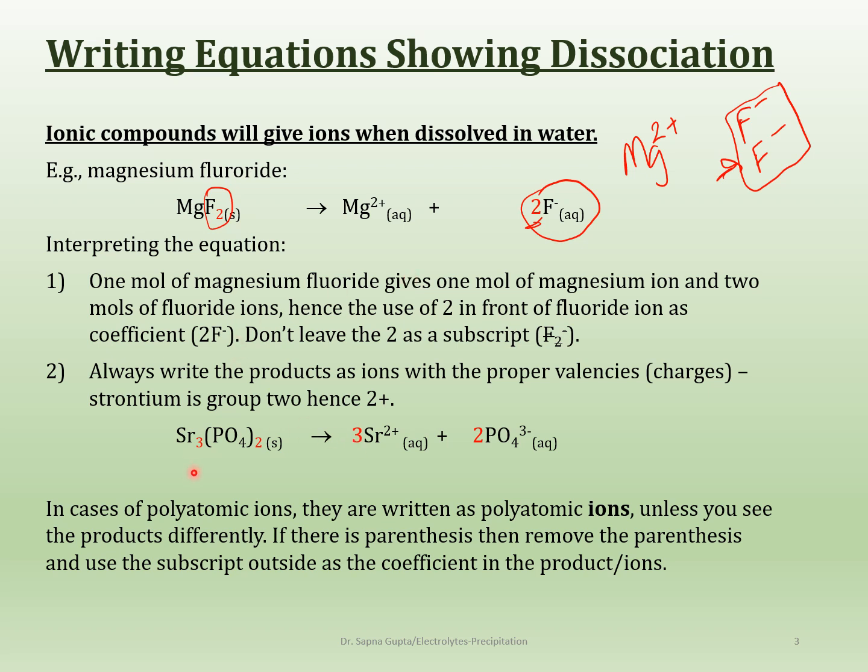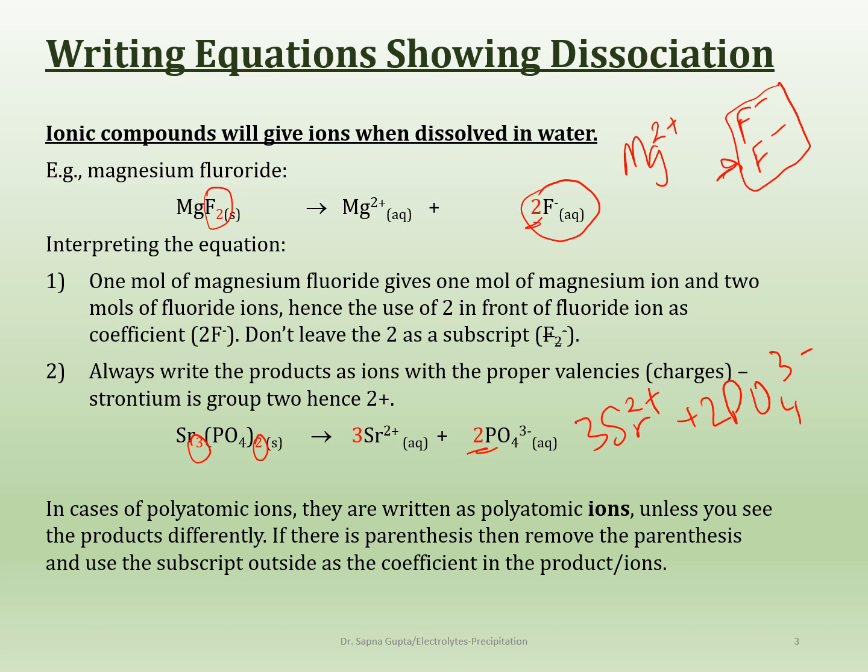So here we have strontium phosphate, for example. Strontium is in group number 2, so it's always going to be +2, so make sure you write that as +2. Don't leave it just as strontium. This is not going to be strontium plus phosphate. You need to make sure that you put the ions on there. And then of course, don't forget the subscripts. The subscripts become the coefficients. So here you got the 3, and here you got the 2. That's how it works.